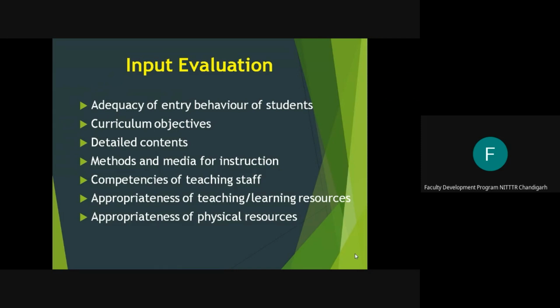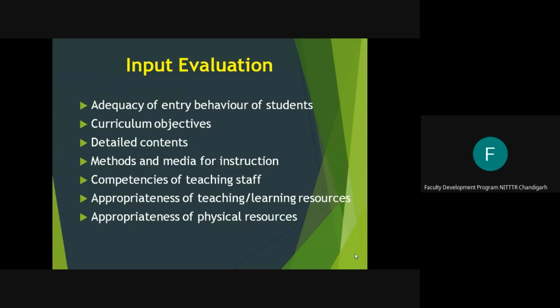Resources, whether resources are available in your institute or not. Suppose there is a subject, you have got theory, you have got practical, and to perform that practical, you need a laboratory, you need equipment, you need instruments, you need tools. So is that lab available or not, is the equipment available or not, and if the equipment is there, whether it is working or not. All these things are very, very important. Appropriateness of physical resources: classrooms should be there, drawing hall should be there, computer center should be there, labs and workshops should be there. All these are physical resources.